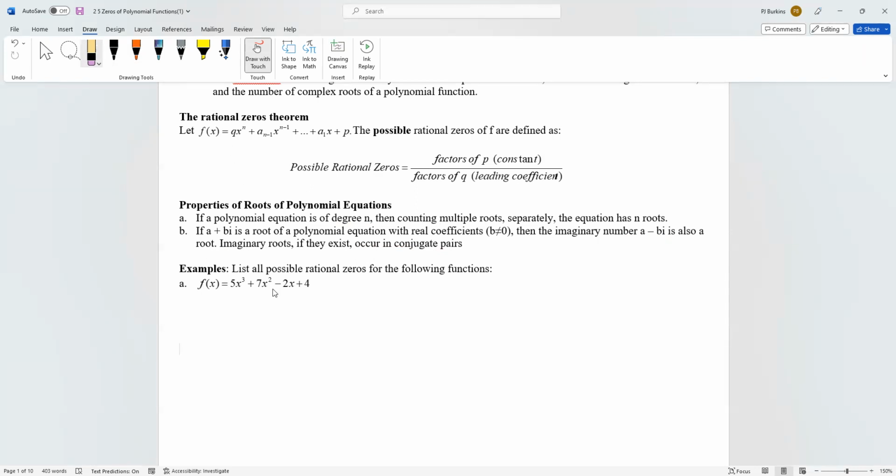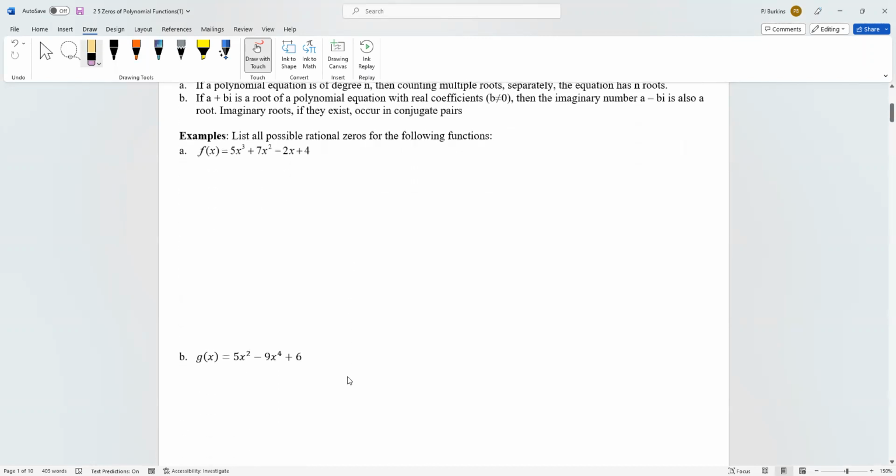So let's take a look at this first example and see if we can figure out all of the possible rational zeros for this polynomial. Again, we need to figure out what is p, what is q, and while we're at it, let's talk about n. So what's the degree of this polynomial? Well, the highest power on a variable is 3. So this is degree 3, which means this function has 3 zeros.